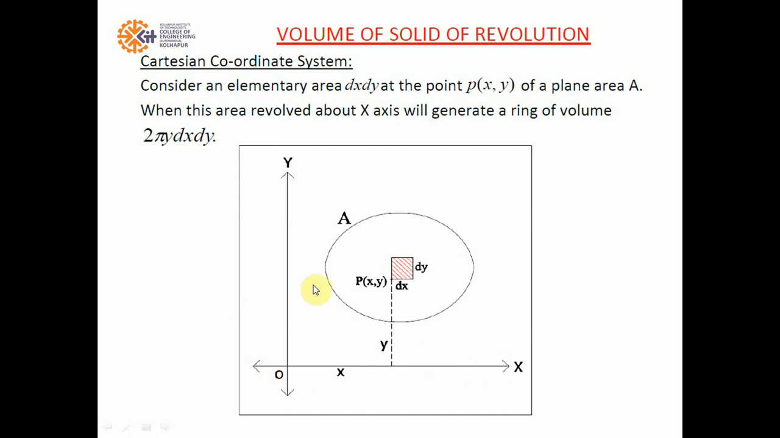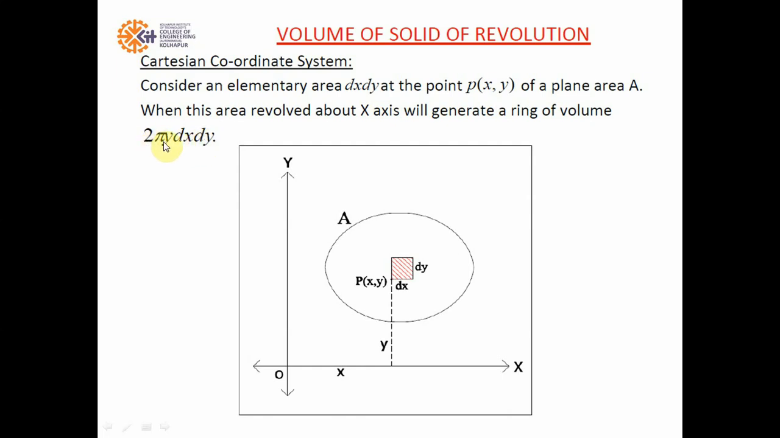So here it is the XY coordinate system. A is the plane area inside the closed curve. P of xy is any point in the region A and dx dy is an elementary area at the point P. Now let us imagine when we revolve that elementary area dx dy along x-axis, then it will generate a ring of volume 2 pi y dx dy.